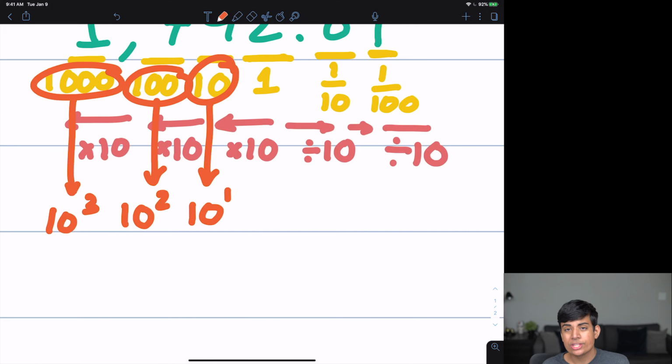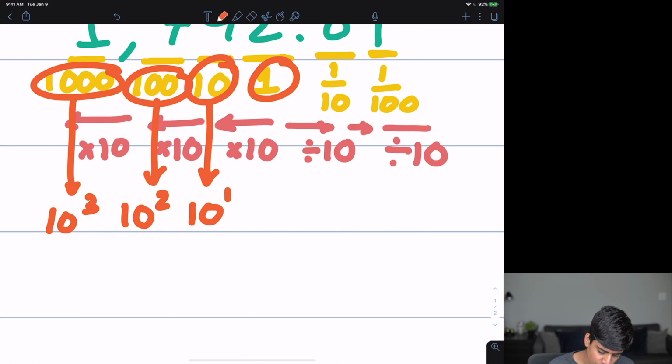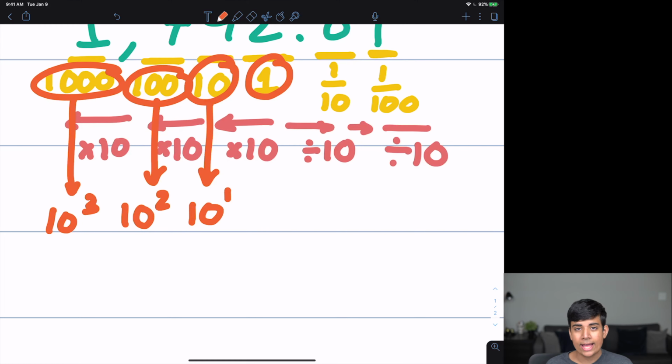But now let's go to the right. If I go to the right, what can number 1 be represented as? Well, number 1 can actually be represented as 10 to the 0th power, because any number raised to the 0th power is equal to 1. So 1 can be 10 to the 0.